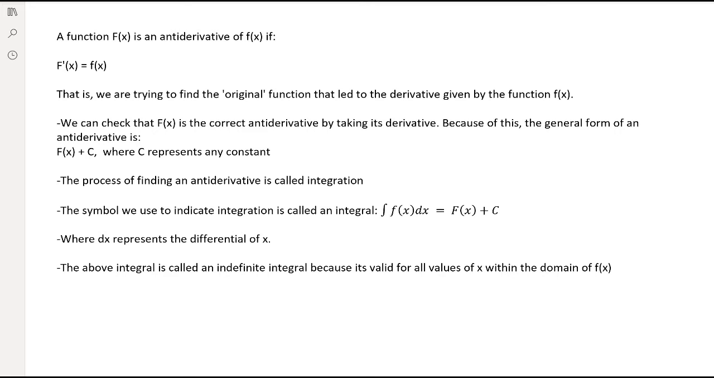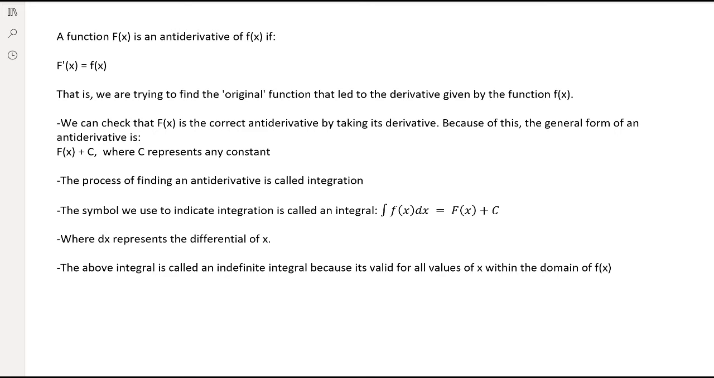That's what I have written here. We are trying to find the original function that led to the derivative given by f of x. What's cool about this is that we can check ourselves. We can check that big F of x is the correct antiderivative by taking its derivative. Because of this, the general form of an antiderivative is big F of x plus some constant C. We'll get into that in a little bit, but the quick version is that when we take the derivative of a constant, it becomes 0.